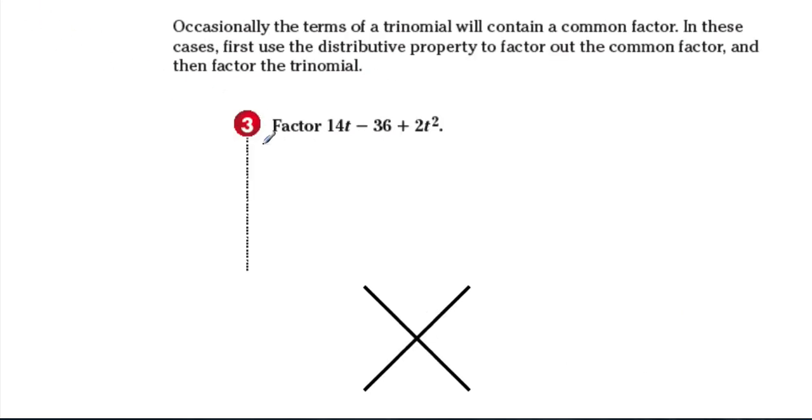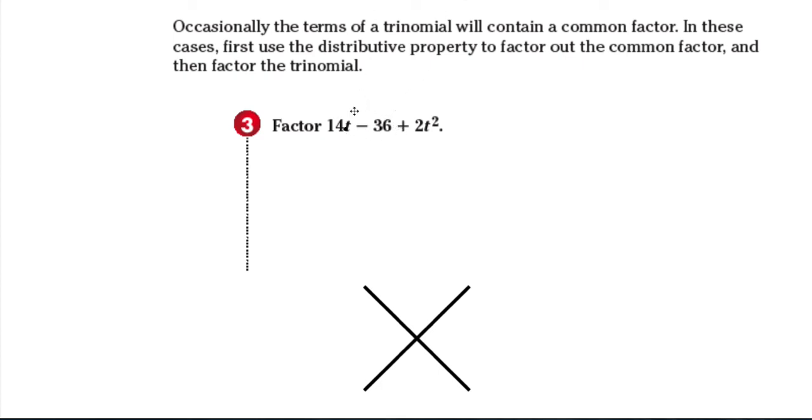And let's take a look at example 3. Occasionally, the terms of a trinomial will contain a common factor. In these cases, first use the distributive property to factor out the common factor, then factor the trinomial. So in this case, if you look at this one, there's a GCF that we need to look for.